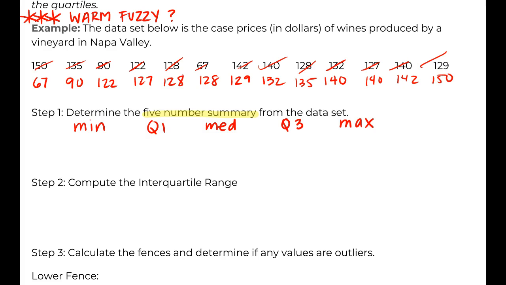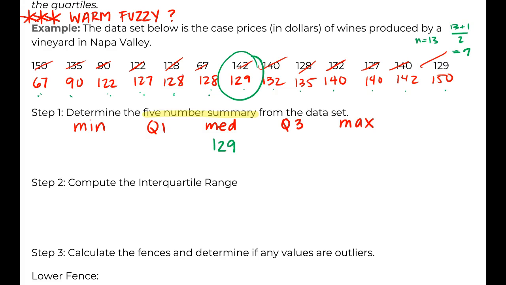And then I'm just going to count up how many things we're dealing with. 1, 2, 3, 4, 5, 6, 7, 8, 9, 10, 11, 12, 13. So if I wanted to do that position formula, 13 plus 1 over 2, I need the 7th thing for my median. 1, 2, 3, 4, 5, 6, 7. There's my median.